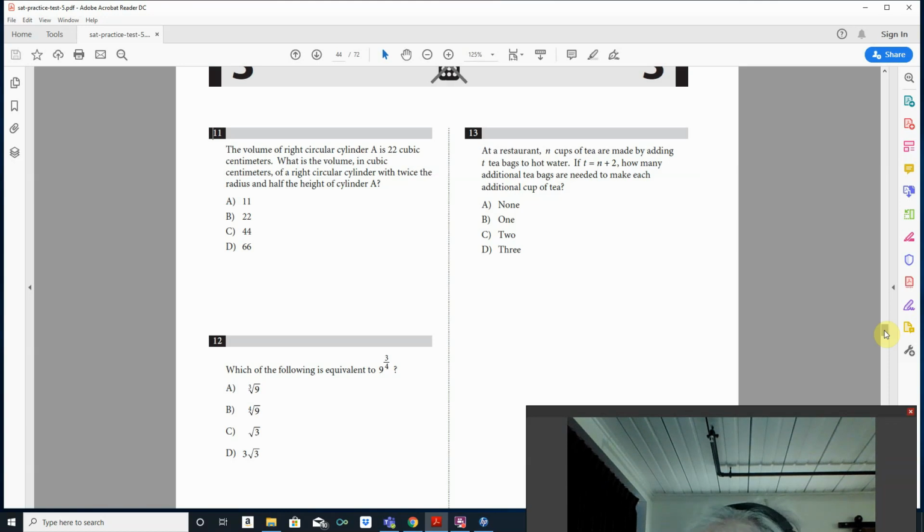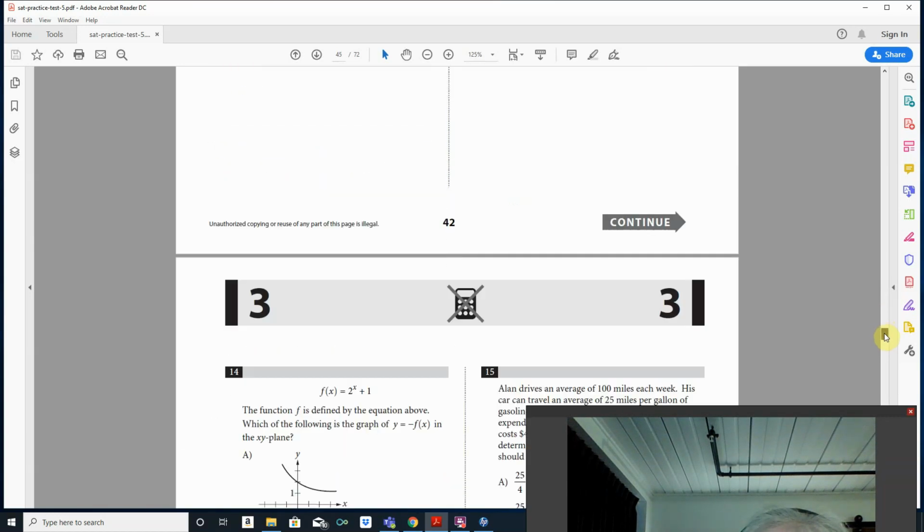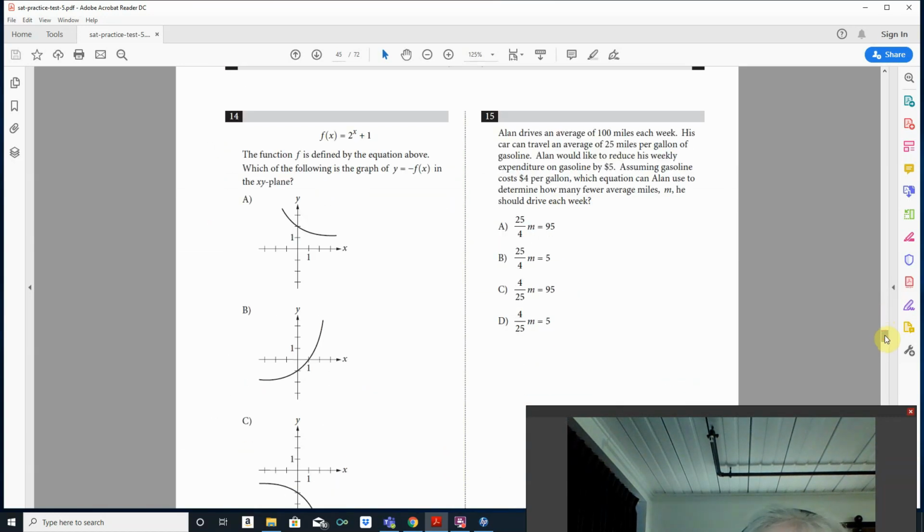Since t is equal to n plus 2. Okay. And so next one. The function f is defined by the equation above. Which of the following is the graph of y equals negative f of x in the xy plane?